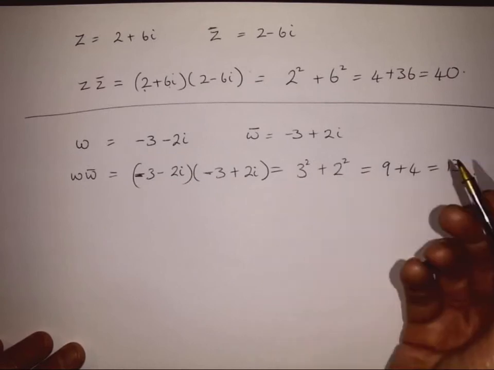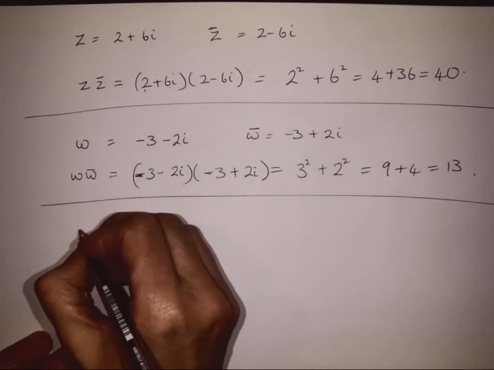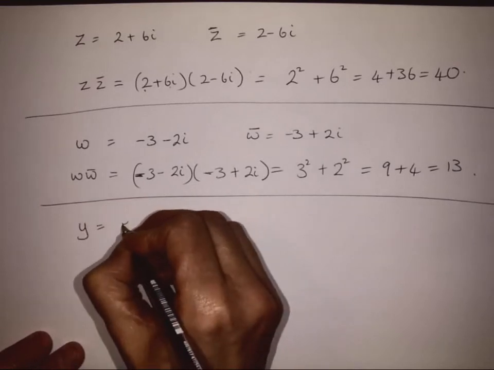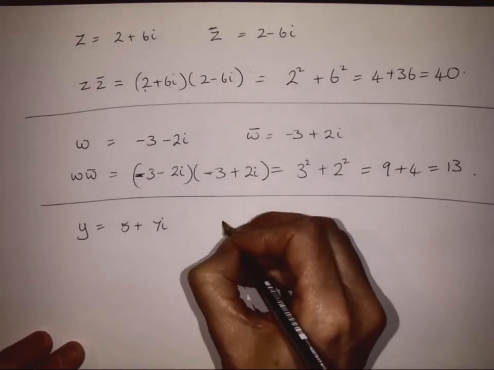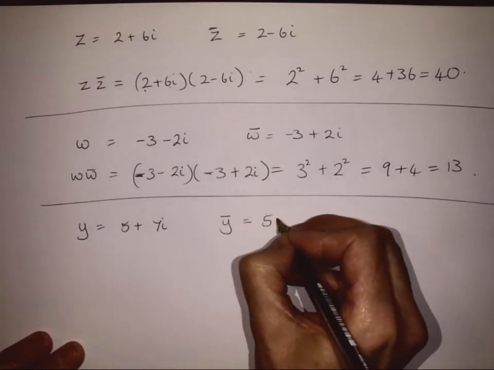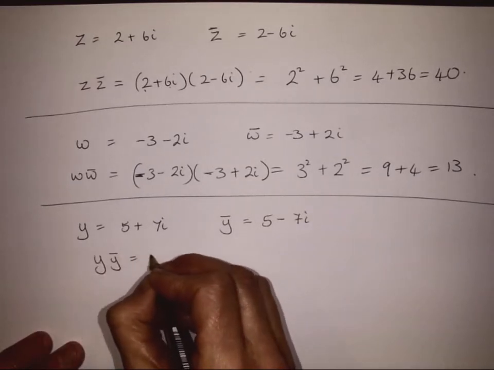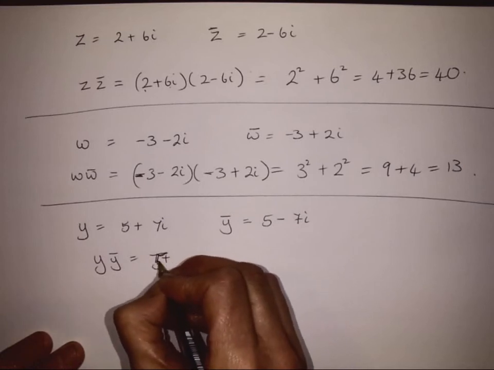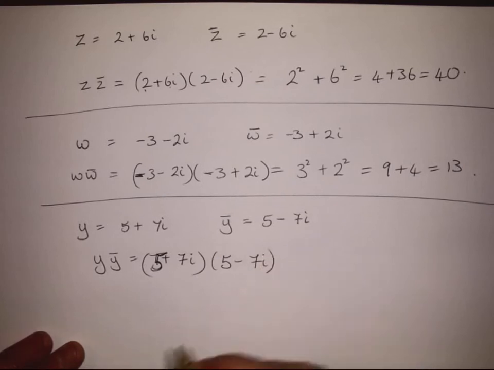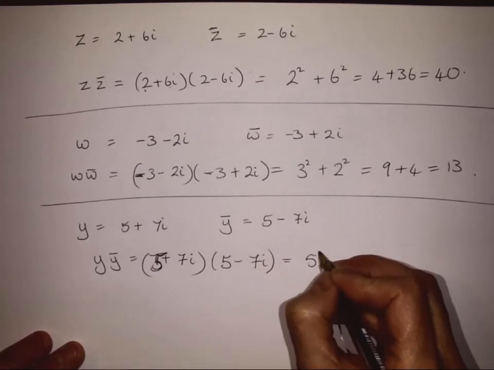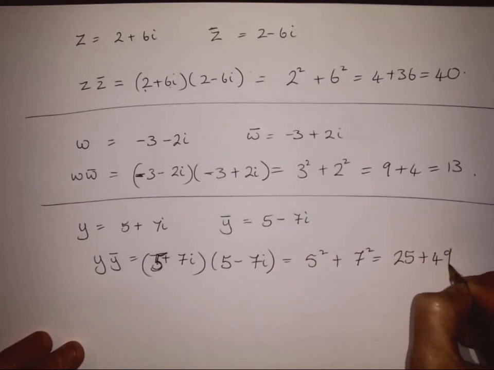One more. So we'll call y equal to 5 plus 7i. Then its complex conjugate, y bar, is going to be 5 minus 7i. y times y bar is 5 plus 7i times 5 minus 7i. Right? Basically 5 squared plus 7 squared, which is 25 plus 49, which is 74. That's it. Thank you.